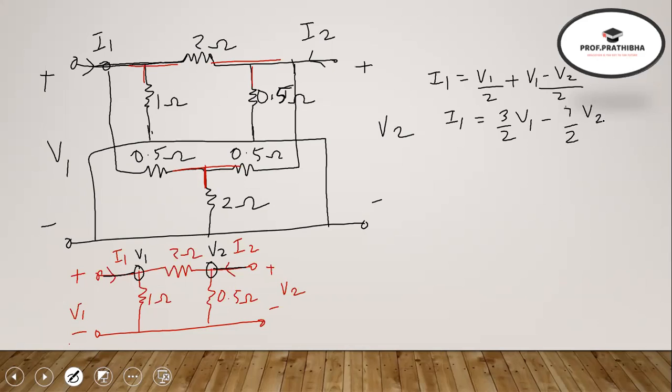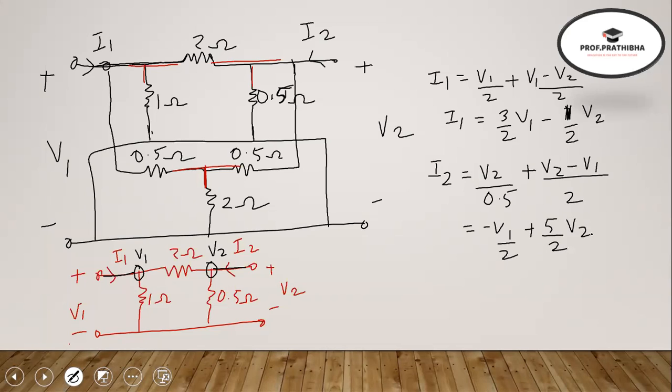That means there is no complication here because you don't have a new node. So directly whatever you're getting is your Y parameters. And I2 is equal to V2 upon 0.5 plus V2 minus V1 upon 2, and that essentially gives you minus V1 upon 2, and plus 5 by 2 times V2. So what have you got? You got your direct Y parameters. You didn't have to think much here.